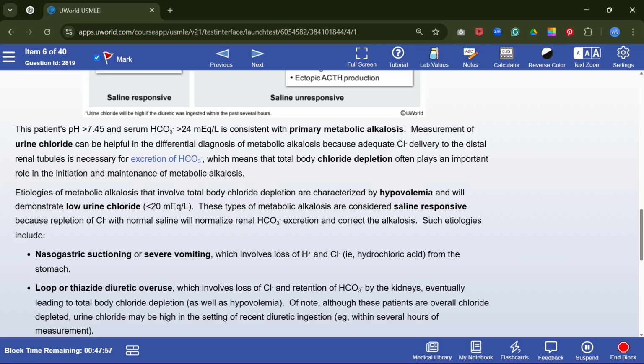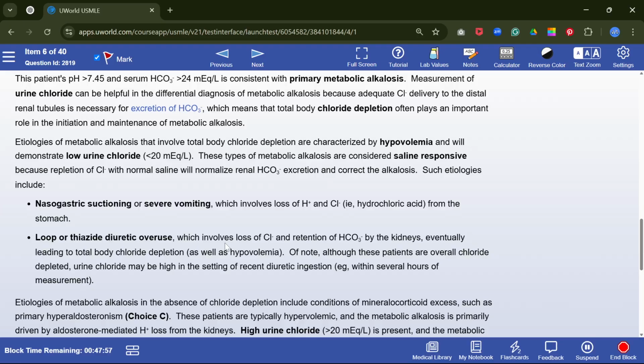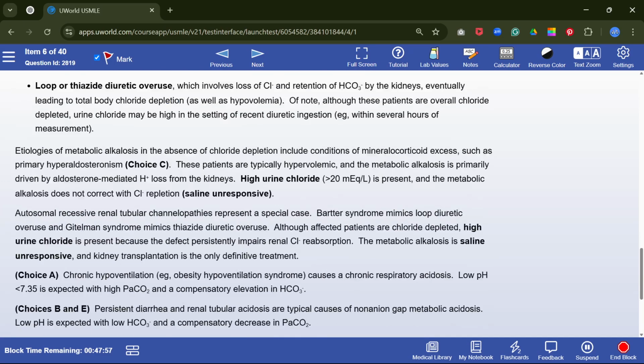Such etiologies include nasogastric suction or severe vomiting, which involves a loss of hydrogen and chloride, hydrochloric acid, from the stomach, and loop or thiazide diuretic overuse, which involves loss of chloride and retention of bicarbonate by the kidney, eventually leading to total body chloride depletion as well as hypovolemia. Of note, although these patients are overall chloride depleted, urine chloride may be high in the setting of recent diuretic injection within several hours of the measurement.